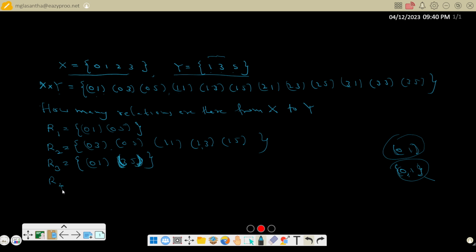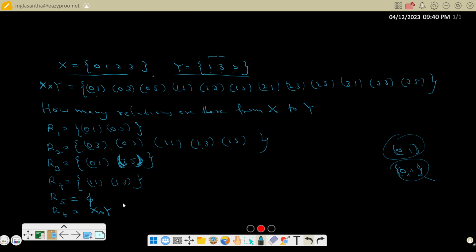R4, what is R4? R4 is (1, 1), (1, 3). Okay? R5 is the null set. R6 is X cross Y. If you take the entire set X cross Y, it is also a relation. Okay? So you can write many relations.